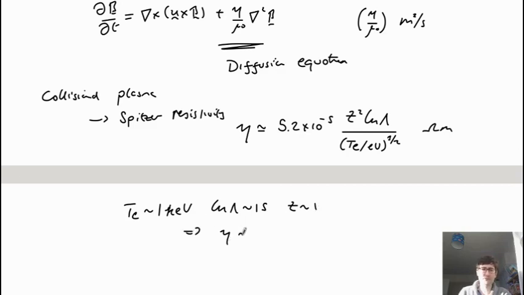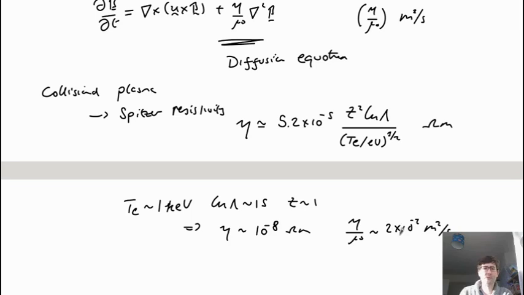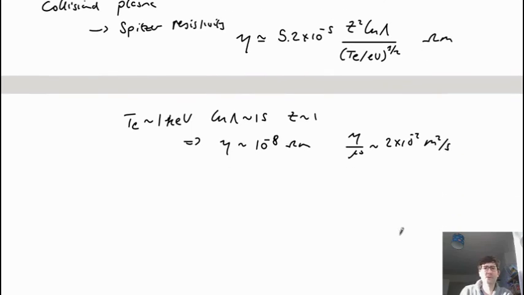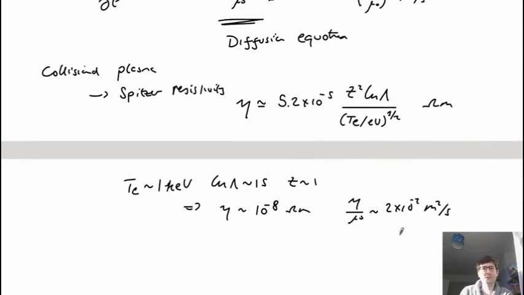So this gives eta of order 10 to the minus 8 ohm meters. And so eta over mu naught is of order 2 times 10 to the minus 2 meters squared per second. This is usually quite small. This is much smaller than the typical kind of heat or particle diffusion, but it can become important on small scales because the equation is a diffusion equation.